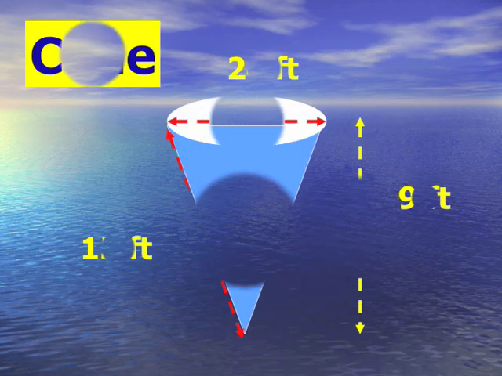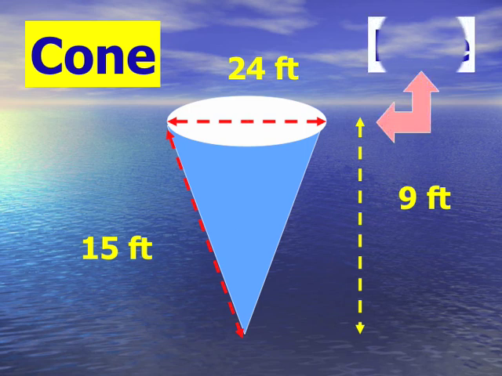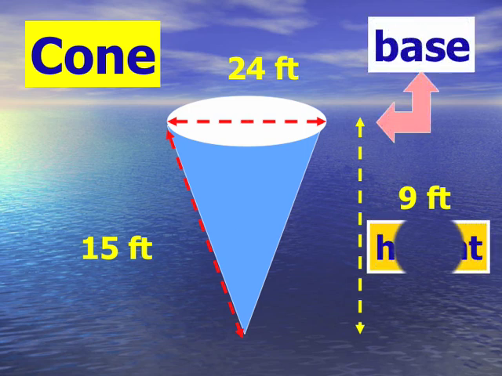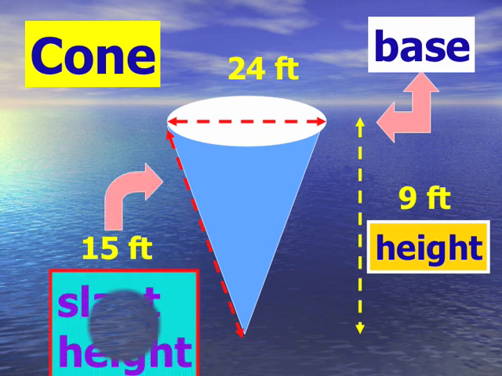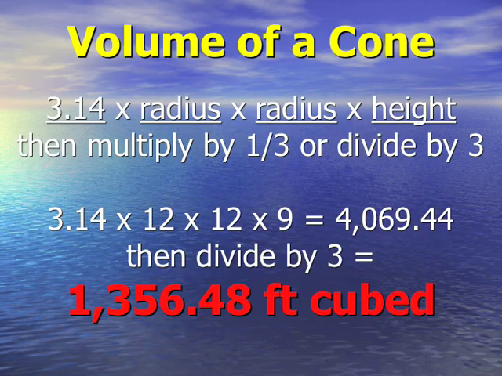Now, my picture and diagram again, my cone. First thing I want to do is calculate this cone's volume. So I'm going to be using 12 feet as my radius, and I'm going to be using the 9 feet as my height. I plug them into my formula. Pi times the radius, which is pi times 12 times 12, times 9, which is the height, gives me 4,069.44. I then choose to divide by 3, and when I divide by 3, I get 1,356.48 feet cubed. This is how I find the volume of a cone.